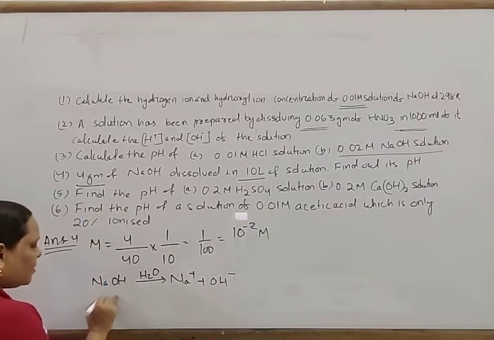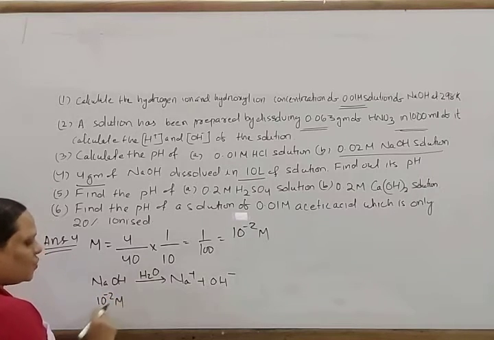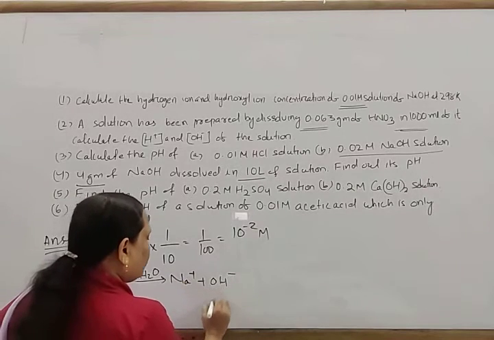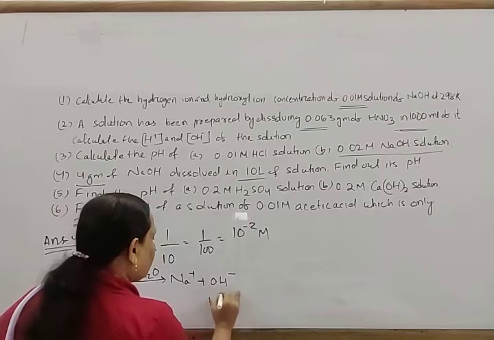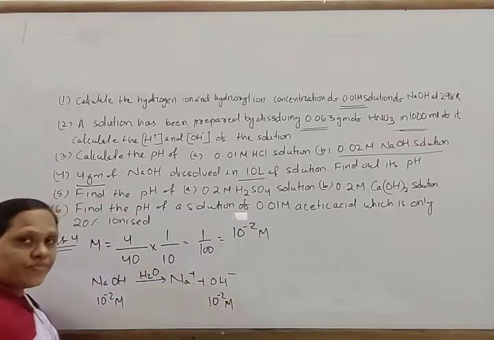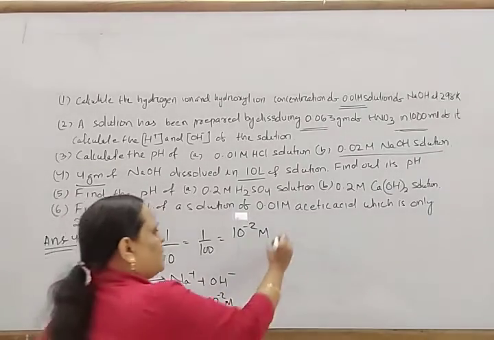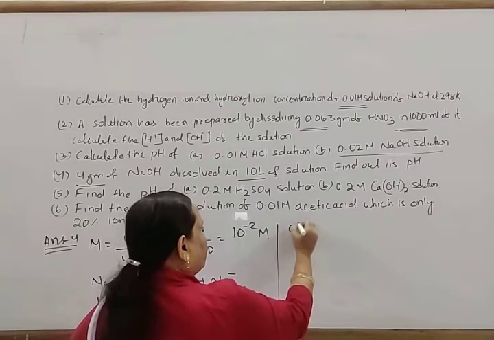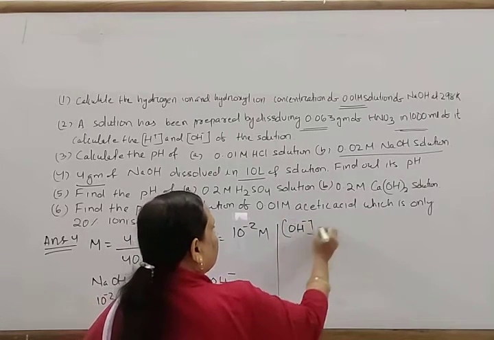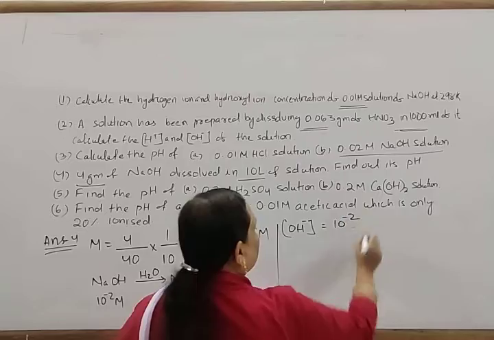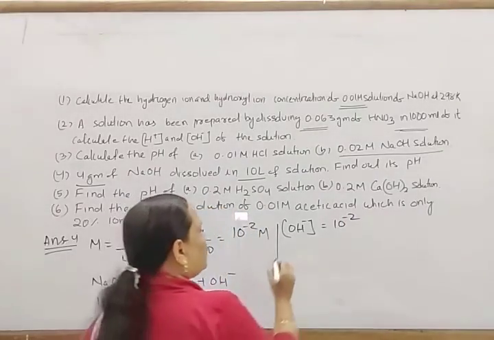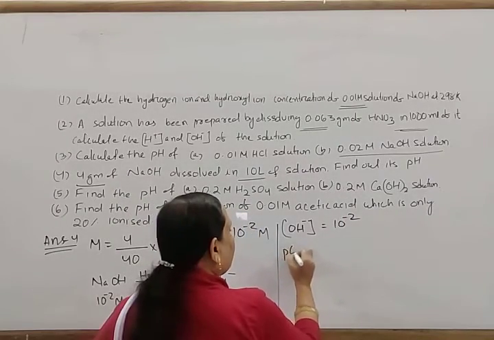And as its concentration is 10 to the power minus 2 M, its concentration of OH minus is also 10 to the power minus 2 M. So the molar concentration of OH minus is 10 to the power minus 2. Then what is its value of pOH?